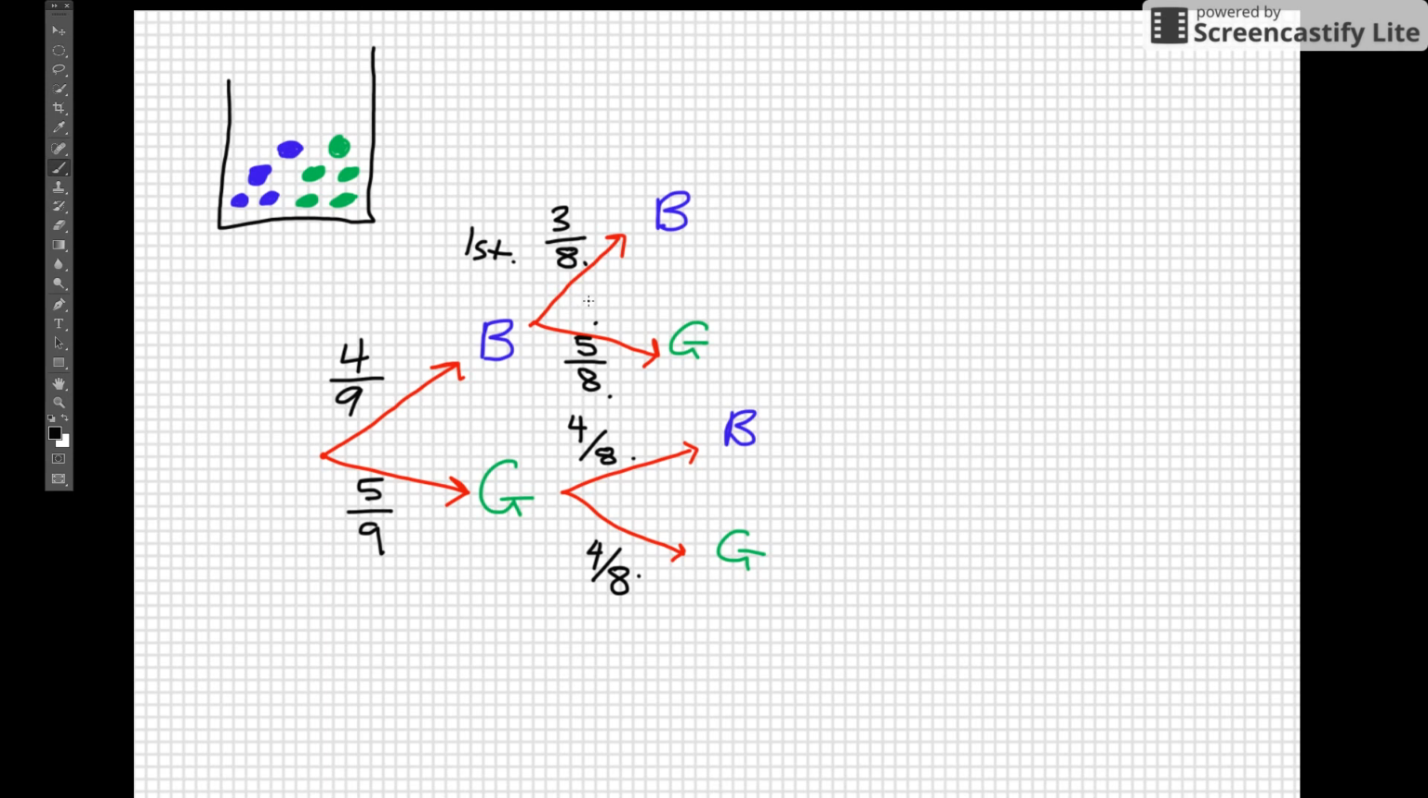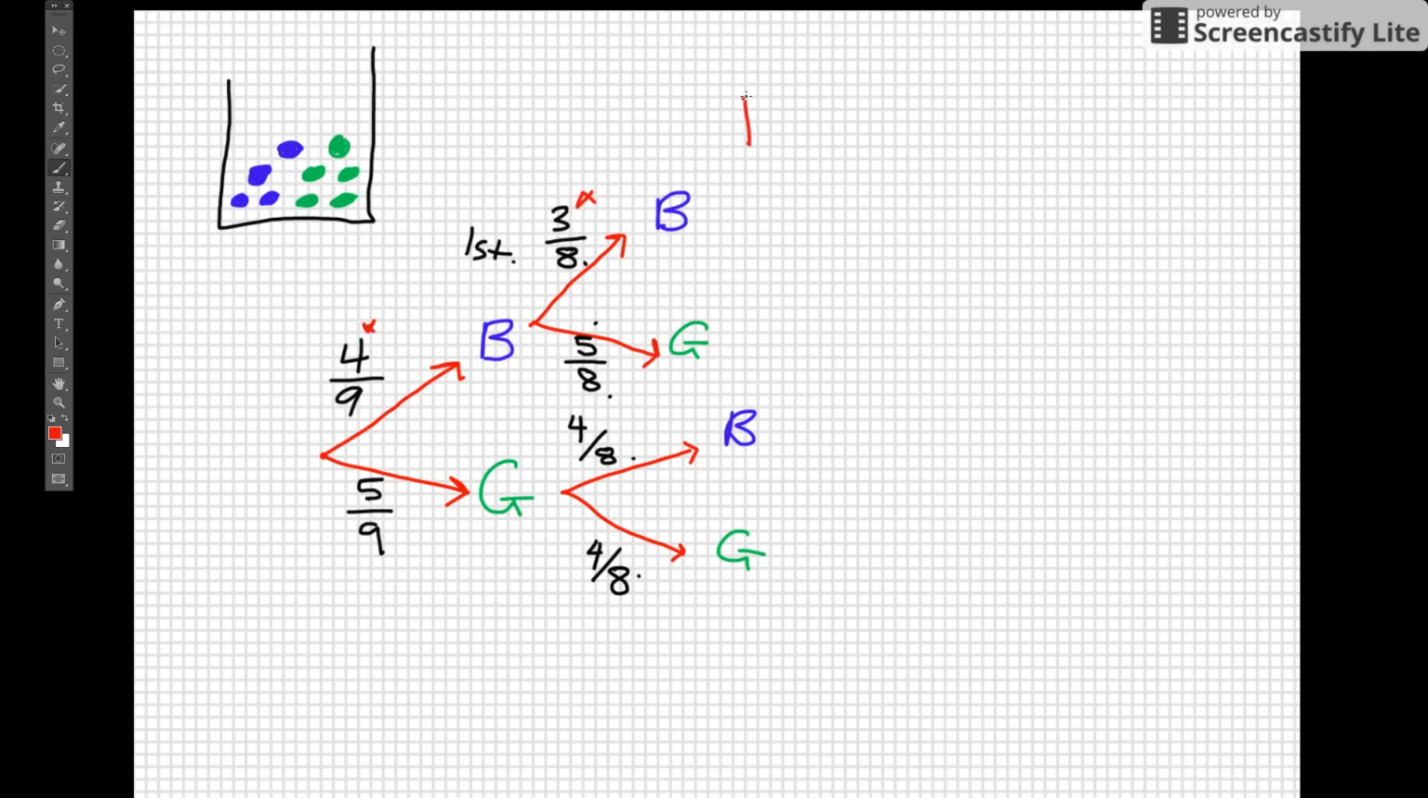Next thing, some of the questions you might get would be something along the lines of, what's the probability that you will pull 2 blue marbles out of the bag? Well, what we do then is we follow our tree diagram. There's 1 blue marble, 4 out of 9 chance of that happening. And then the second blue marble, 3 out of 8 chance of that happening. Then what we do with these 2 probabilities here is we times them together.